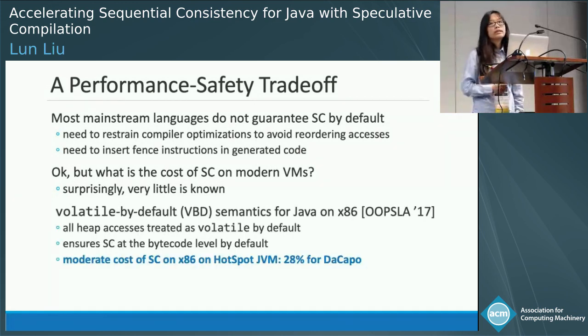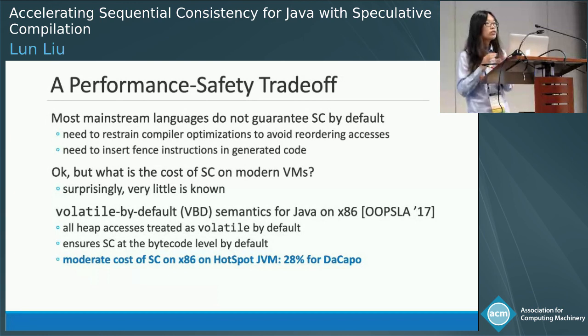Therefore, we decided to try to measure this. We implemented prior work for x86, where we propose new semantics called volatile-by-default semantics. In the volatile-by-default semantics, all heap accesses are treated as volatile by default. Therefore, you get sequential consistency at the bytecode level by default. So we implemented these semantics for x86.